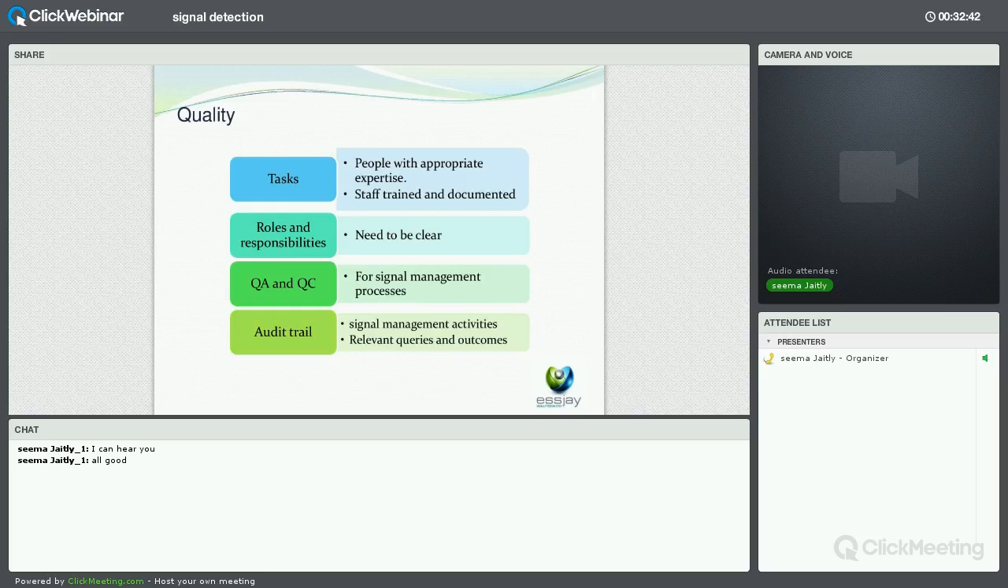Roles and responsibilities need to be very clear, and whilst we have this whole thing about cases and cases being reported, people in other disciplines need to understand that if there is a potential signal, they need to forward that to the relevant person so that it can be documented and reviewed appropriately through the whole process. QA and QC obviously goes without saying for the whole process, and an audit trail, as we've just talked about, and also for the queries that come in and outcomes, so really end to end.